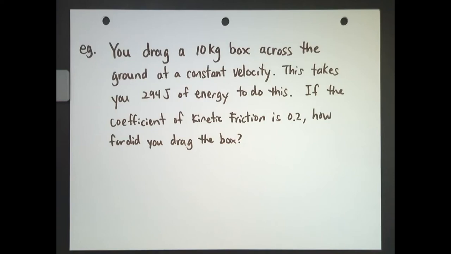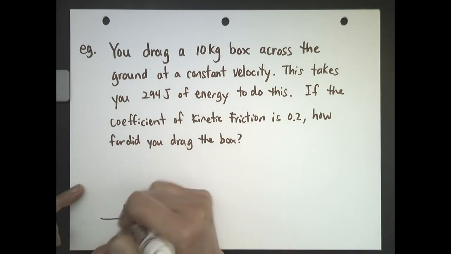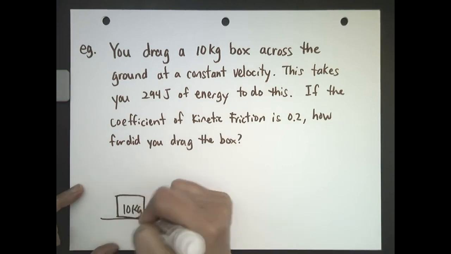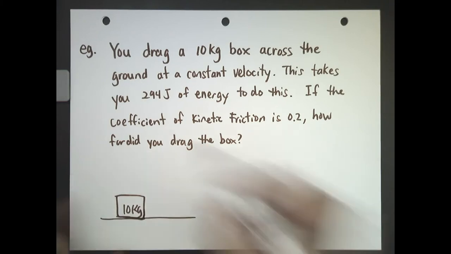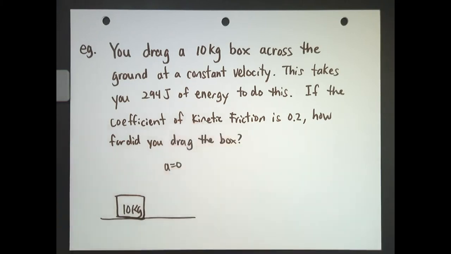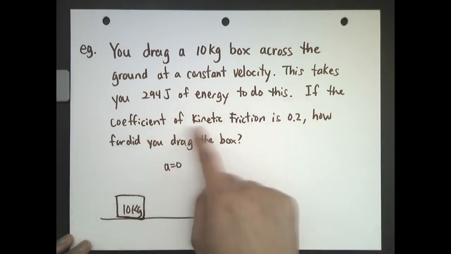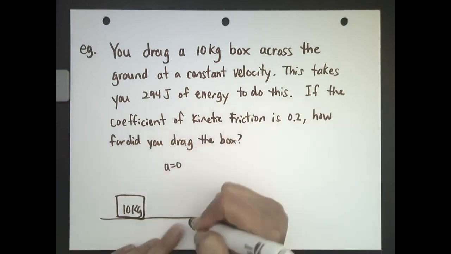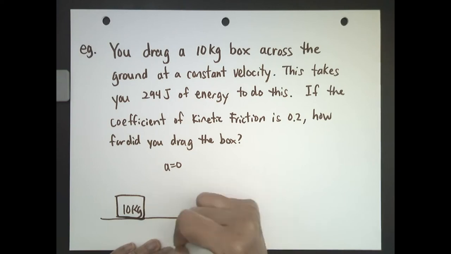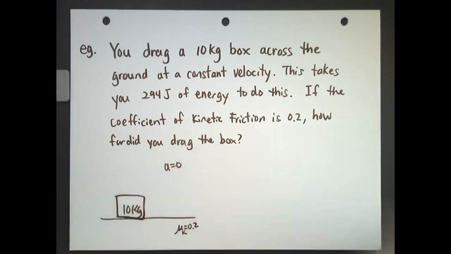All right, you are ready for your first example, since we've given you the formula. You drag a 10-kilogram box across the ground at a constant velocity. So we'll draw my little 10-kilogram box here, and we're going to drag it across the ground at a constant velocity, so the acceleration is equal to 0. This takes you 294 joules of energy. If the coefficient of kinetic friction is 0.2, since you're dragging it across so it is moving, how far did you drag the box?